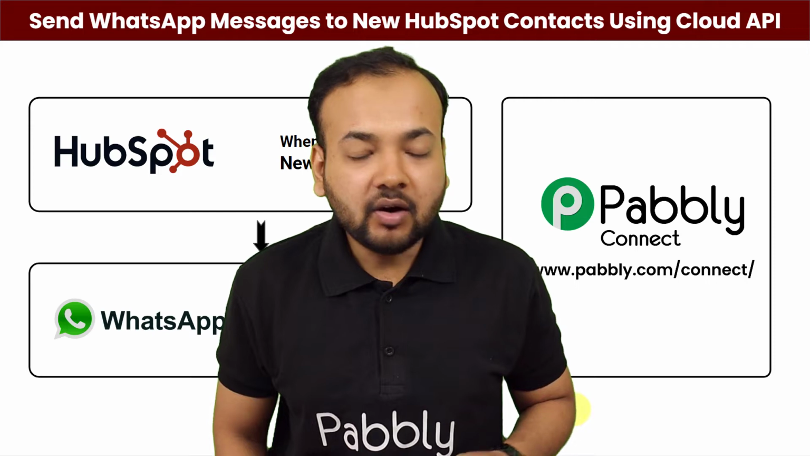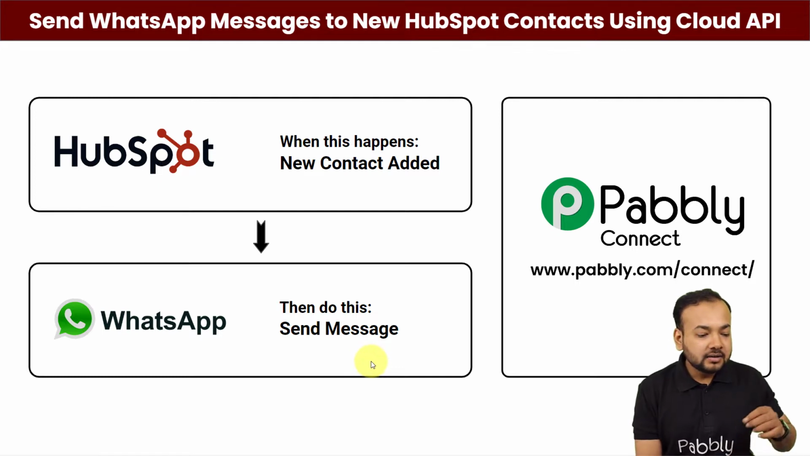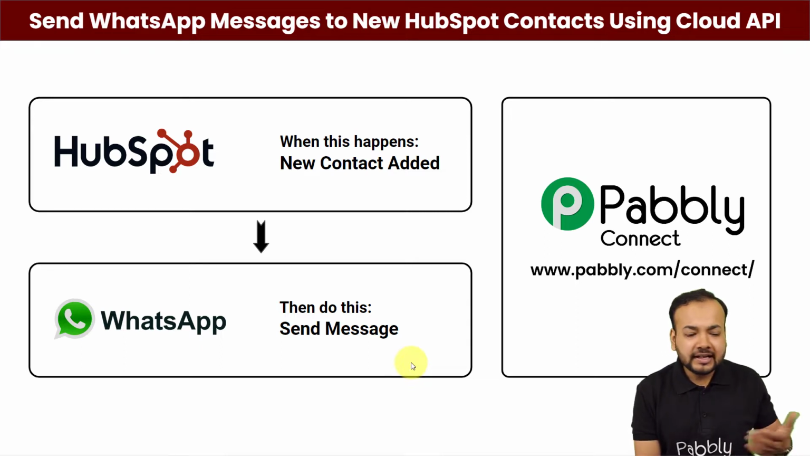So here you can see on my screen guys, this will be the flow of this automation. Here, as and when you are going to add a new contact in HubSpot, a WhatsApp message will be delivered to that contact automatically. So it can be a message of any type, like a thank you message for signing up, a promotional message, a transactional message, or any kind of message.